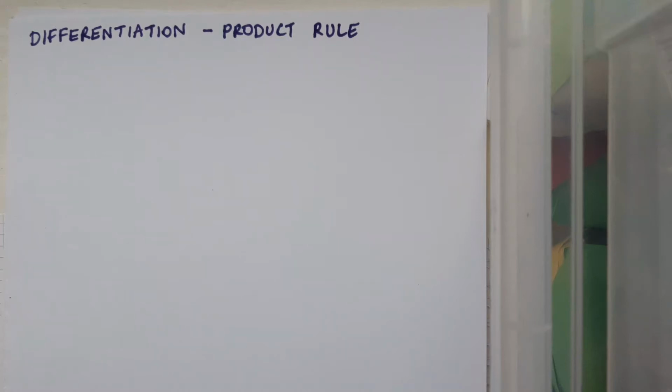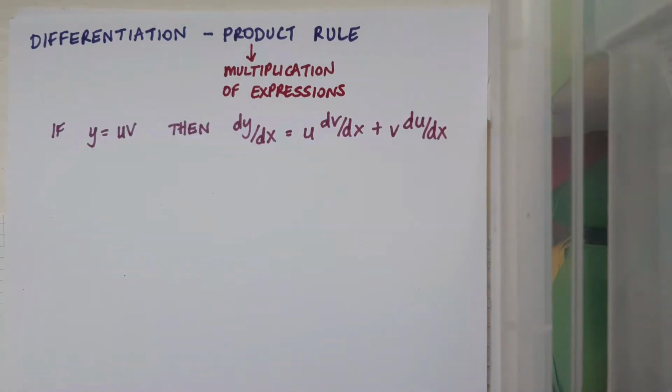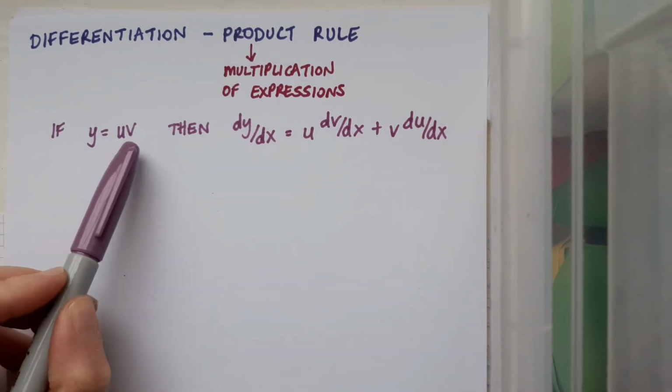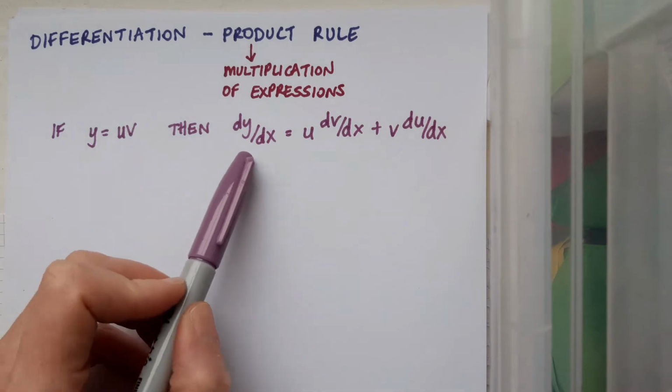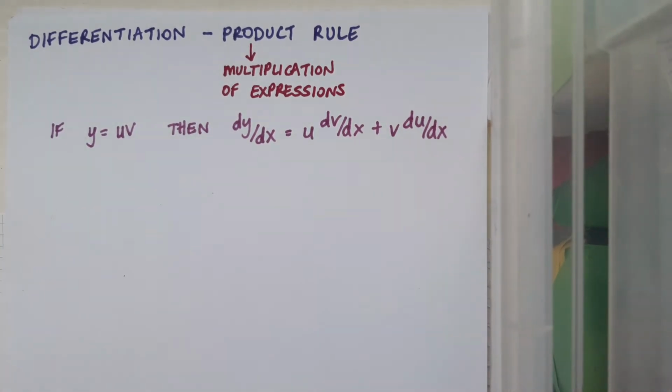This video explains the product rule in differentiation. We use the product rule when there is a multiplication of expressions within the expression that we want to differentiate. And the rule is that if our expression y is made up of u times v, then our derivative dy/dx is equal to u dv/dx plus v du/dx. This is in our log tables on page 25.